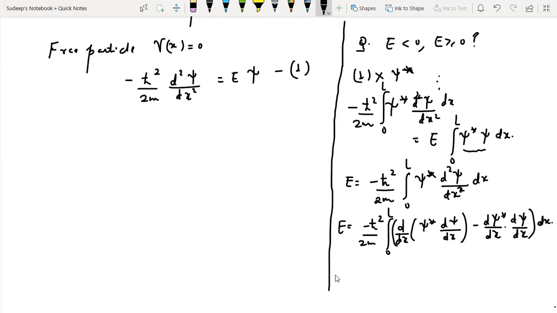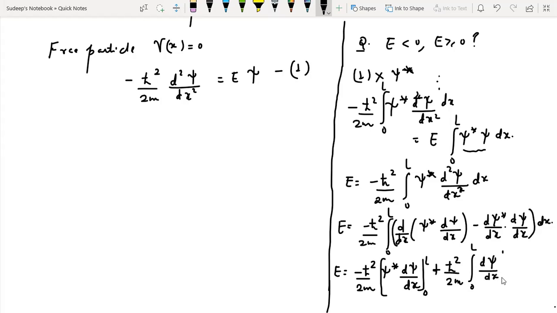And I know that E can now be written simply as minus h-bar squared upon twice m, psi star d psi upon dx from 0 to L, and then plus h-bar squared upon twice m, integral from 0 to L of the modulus of d psi upon dx, whole squared. I hope it is clear. I'm getting a little bit of a problem here, a lack of space, I think.